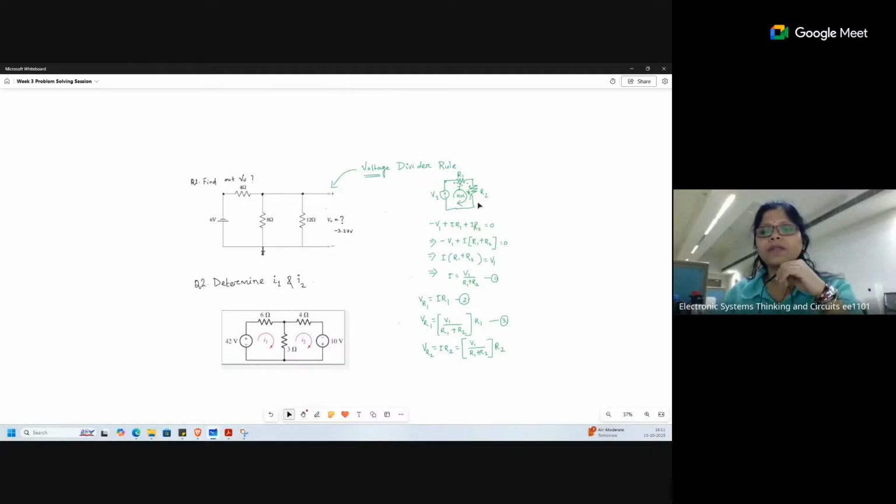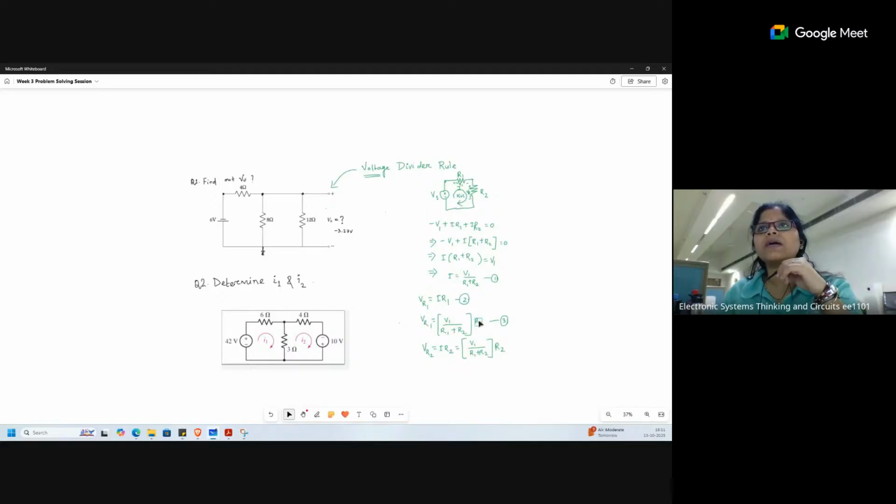Fine, everyone? Okay. Now come here. So in equation 3, we are writing voltage across R1 is VR1, which is nothing but V1, the total voltage, divided by R1 plus R2, multiplied with R1. That means R1 is the resistance across which we are finding the voltage.